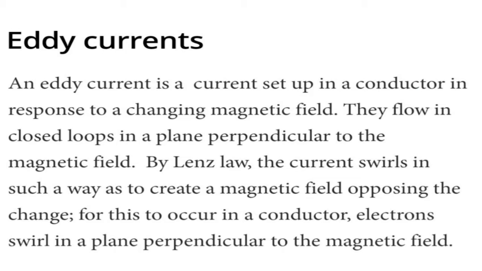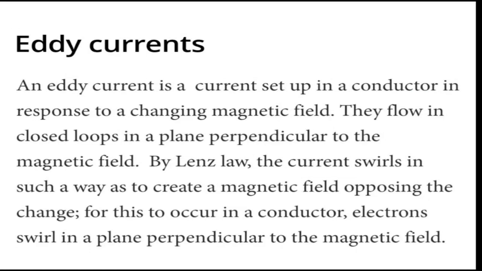They flow in closed loops in a plane perpendicular to the magnetic field. So, what is the direction of the magnetic field? Perpendicular to that direction is the induced current, or eddy current. Eddy currents flow in closed loops in a plane perpendicular to the magnetic field.